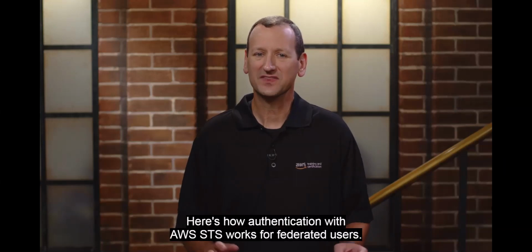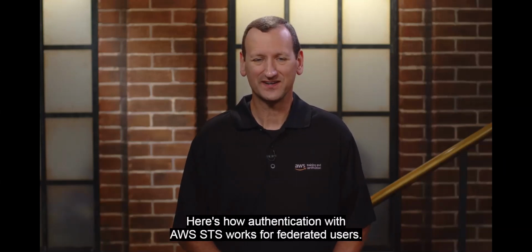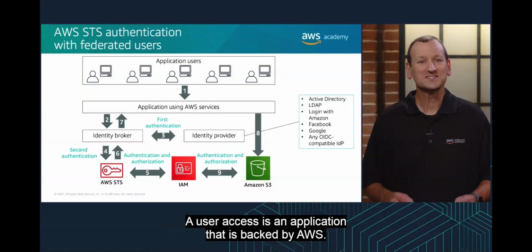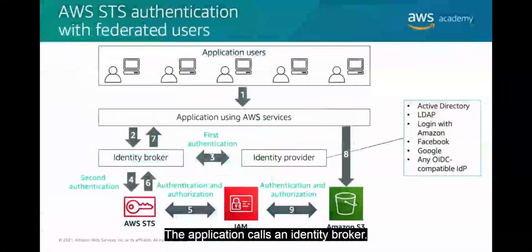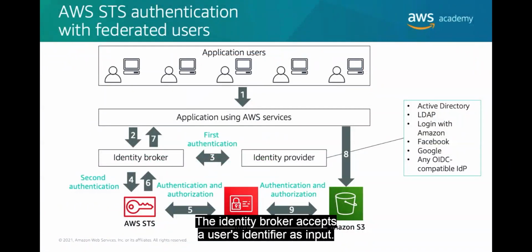Here's how authentication with AWS STS works for federated users. A user accesses an application that is backed by AWS. The application calls an identity broker. The identity broker accepts a user's identifier as input. First, authentication.